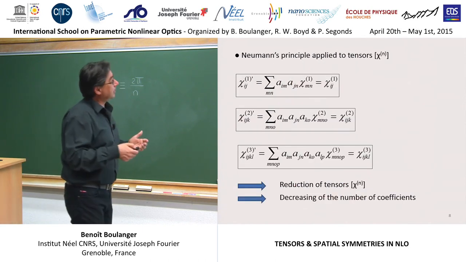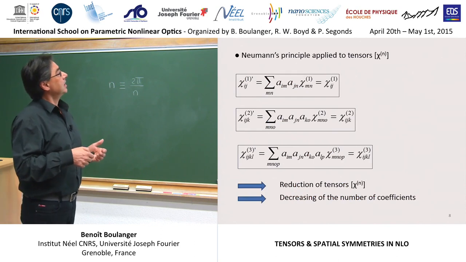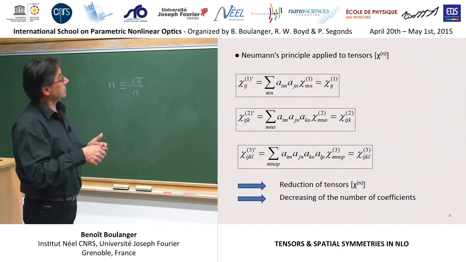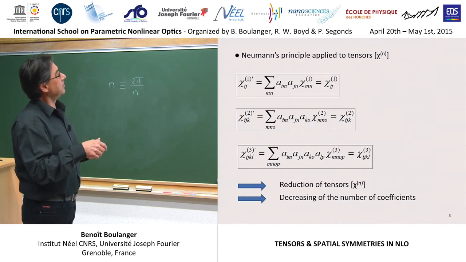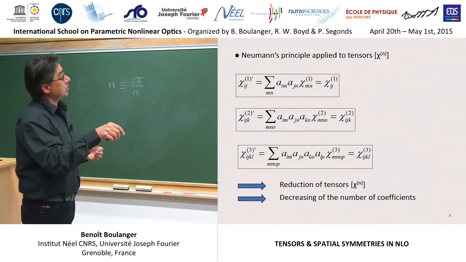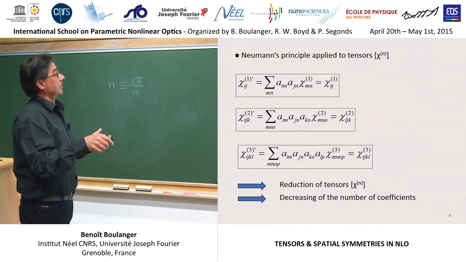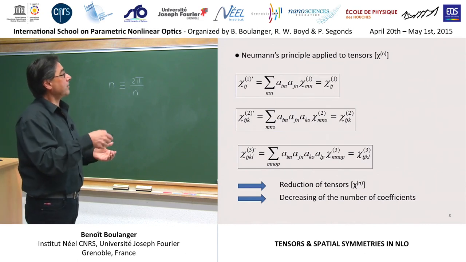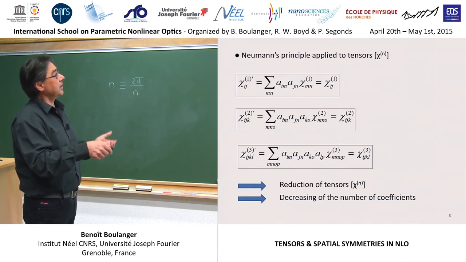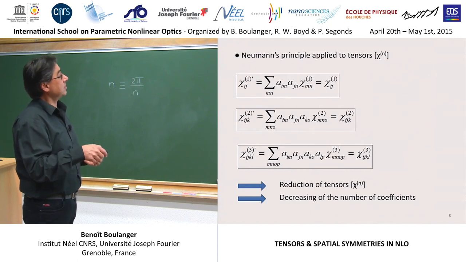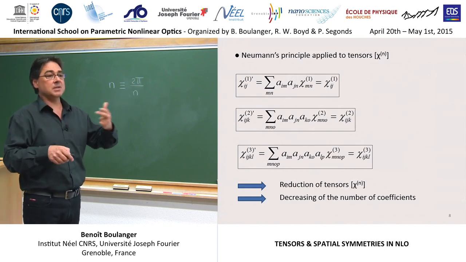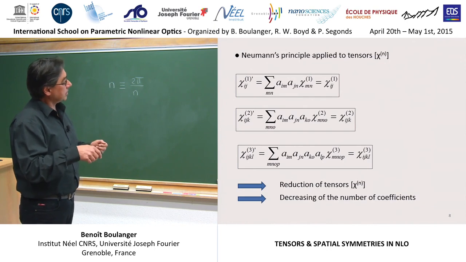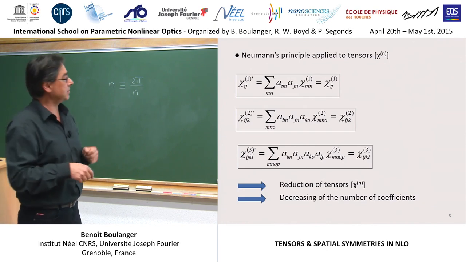Okay, so for the case of optics, here is the Neumann principle written for chi1. Chi1 is a rank 2 tensor, so two Cartesian indices. So chi1 prime has to be equal to chi1_ij. If this property exists, it has to fulfill this equality. The same for chi2, it's a rank 3 tensor, so we have to apply 3 times the operation A. For chi3, 4 times the application of the symmetry operators.